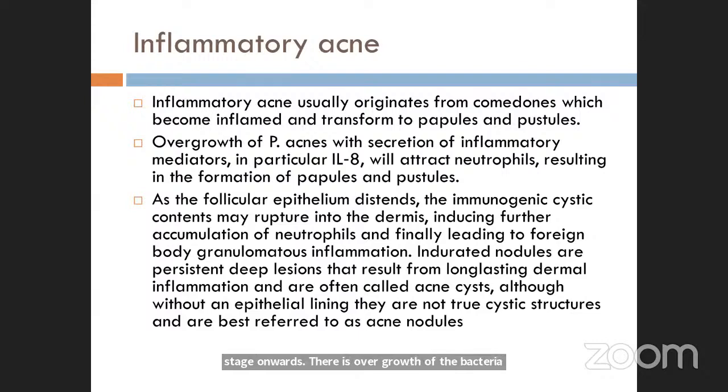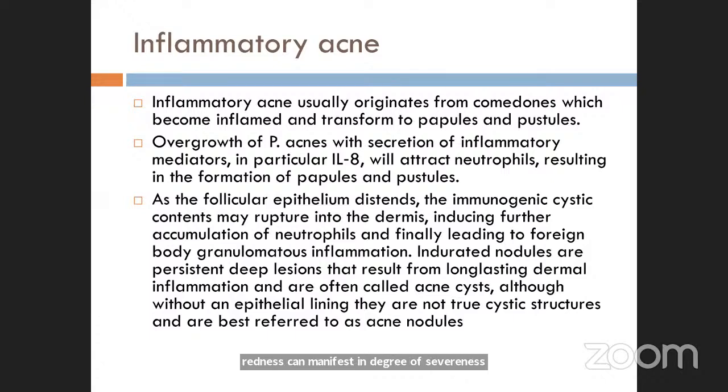Once this bacteria comes, it brings with it secretion of inflammatory mediators. So interleukin 8 and other inflammatory mediators are secreted. Once these interleukins are secreted, neutrophils come into the picture. These neutrophils result in inflammation, leading to redness in the lesion. So the redness in the lesion starts now, and the redness can manifest in degrees of severity.